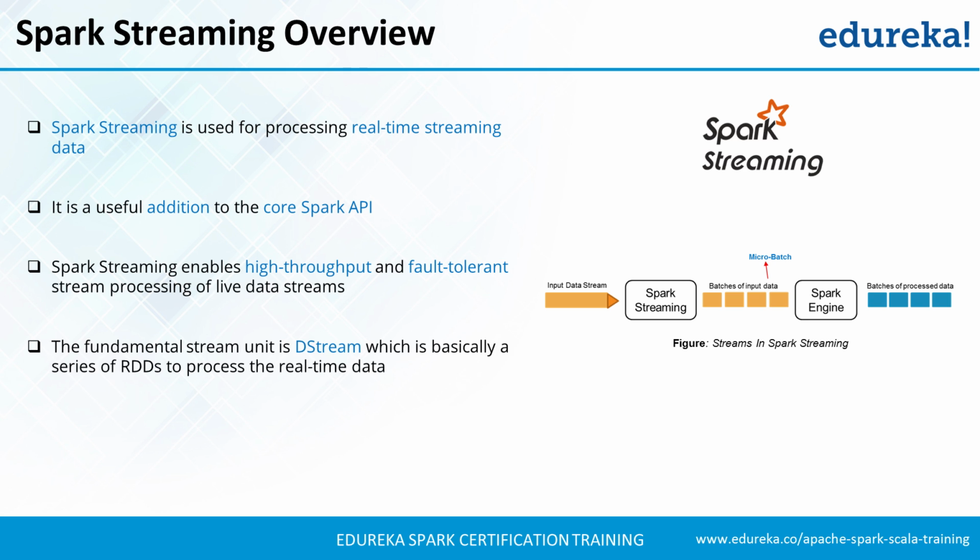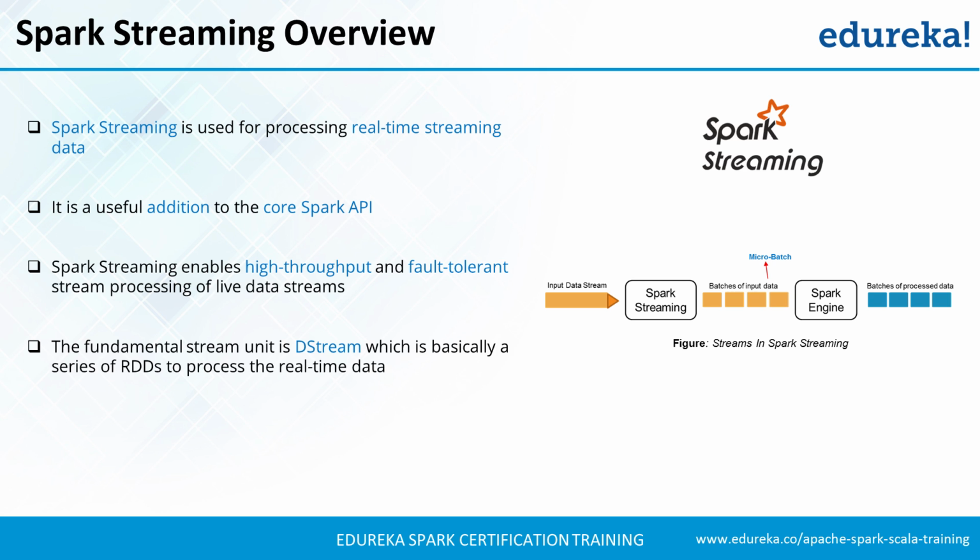That's the reason a lot of people are showing interest in this domain. Now, it will also enable high throughput and fault tolerance, so as to stream your data and process all the things. And the fundamental unit for Spark Streaming is going to be DStream. What is DStream? Let me explain it.